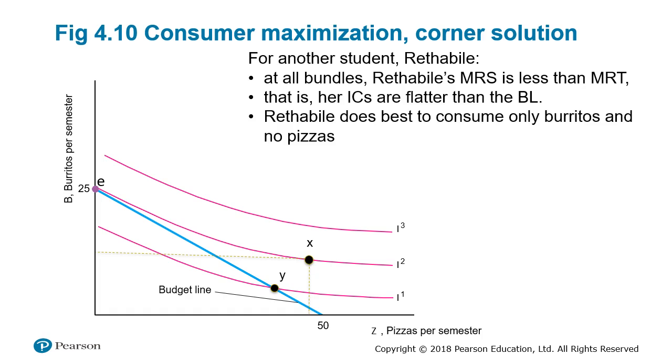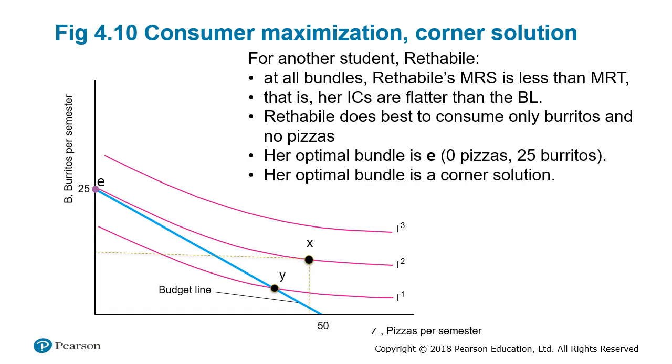So we're not going to find a point of tangency. Retabile in fact does best to consume only burritos and no pizzas at bundle E. Why is that the case? Well, bundle E is on indifference curve I2, which is the highest indifference curve she can reach given her budget. So the optimal bundle is E, which is only burritos, 25 burritos, and 0 pizzas. That is a corner solution. It looks as if it's in a corner, and it arises because of her preferences.